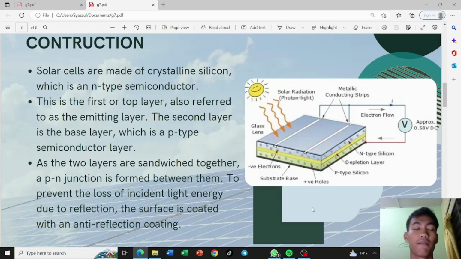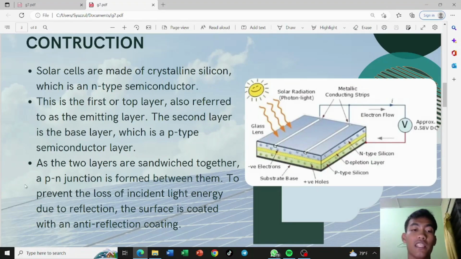So for today, I will tell about the construction of solar panels. The first one is that solar cells are made of crystalline silicon, which is an n-type semiconductor. This is the top layer, also referred to as the emitting layer. The second layer is the base layer, which is a p-type semiconductor layer.